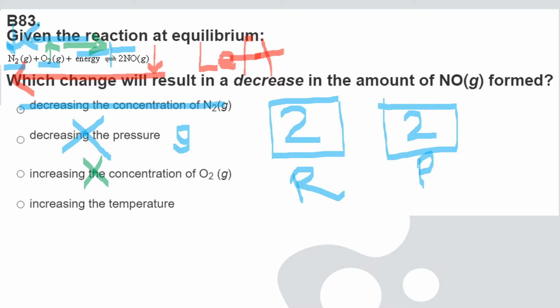And increasing temperature. Well, what thing in this reaction represents temperature? That's energy. If I increase energy, anytime you increase something, it's going to shift toward the other side, so that's going the wrong way. So I was right in the beginning. This is the correct answer.